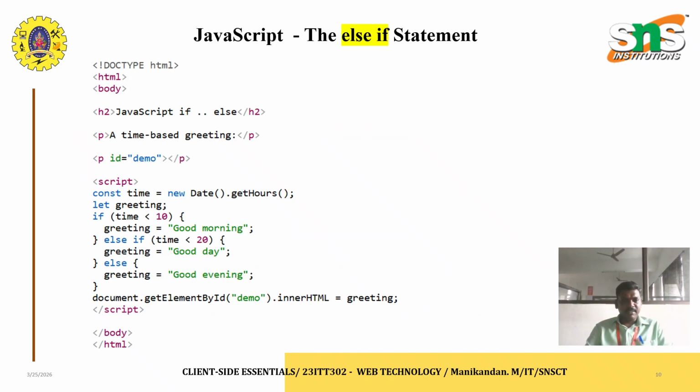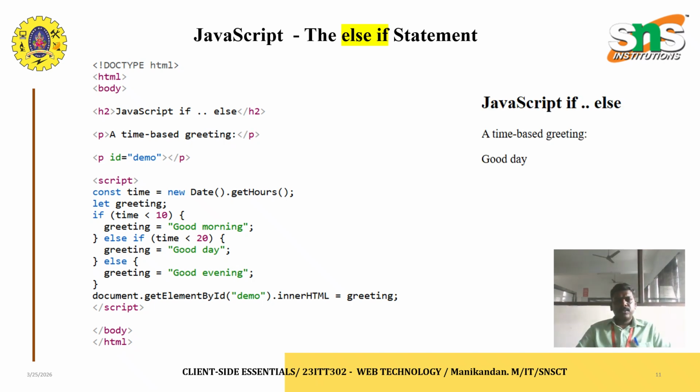For example, we have the same process, where we are checking with the hours. Based on that, it will display good morning or good day or good evening. In the else if statement, we get the date, and using that we get hours, and based on that we check the time. The first condition is that the time is less than 10. It will check whether it is true or false and execute accordingly.